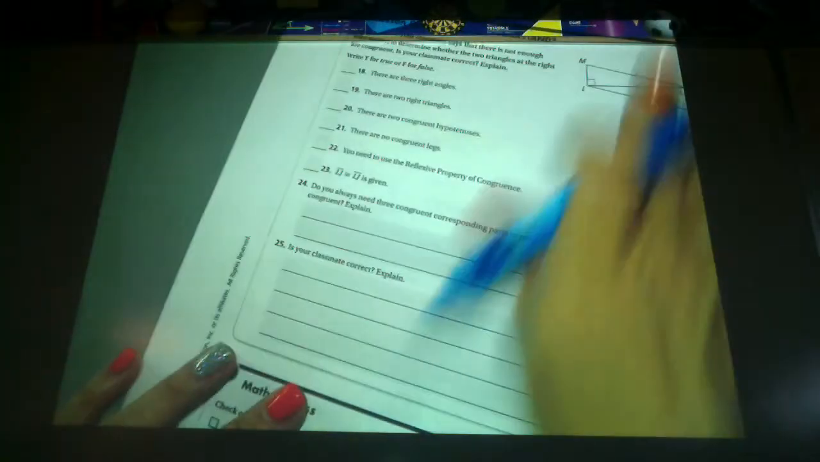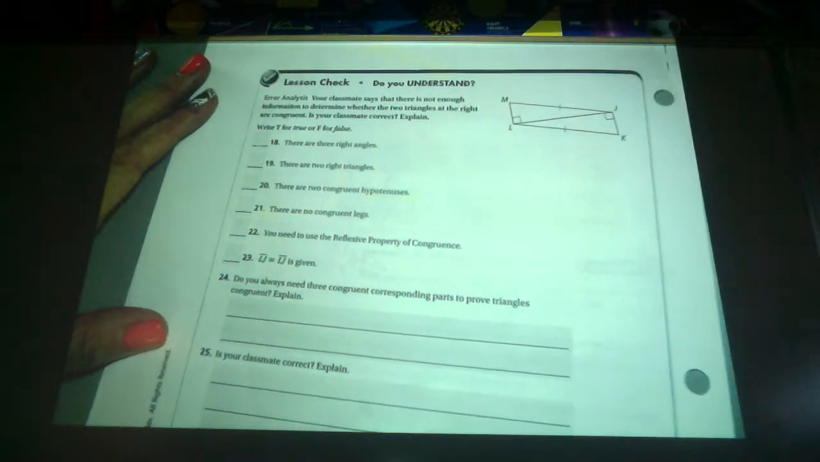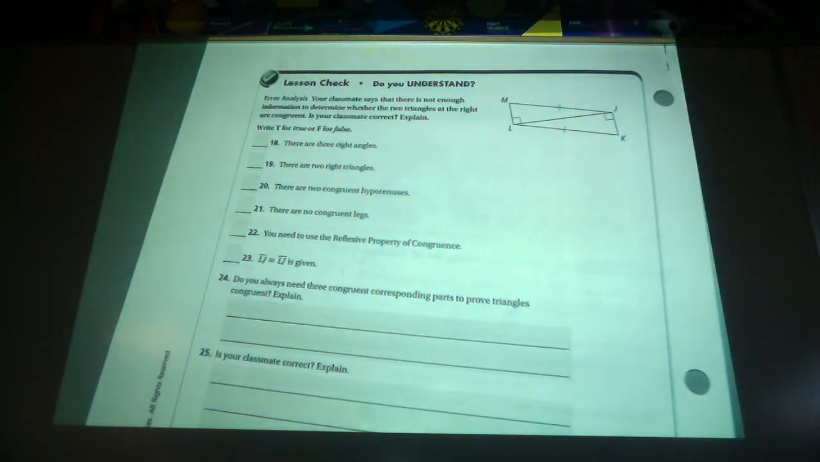All right, flip it. Lesson check. So you're only having one right triangle congruency theorem, and it's HL today. You don't have to say theorem. You can just do HL. I'm fine with that. All right, so I want you to look at this, and I want you to write true or false, and then do some explanations. So see if you can ponder that. We've got about 2 minutes.